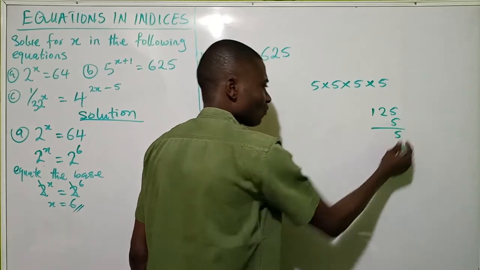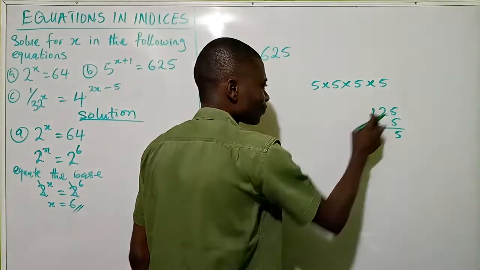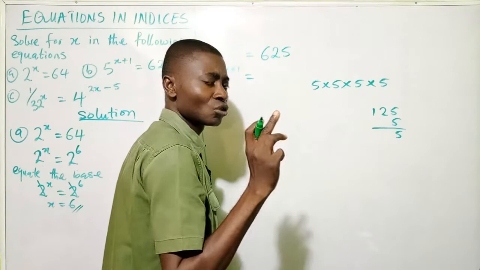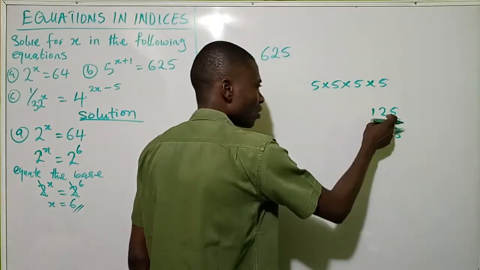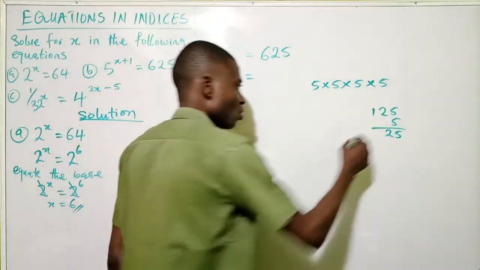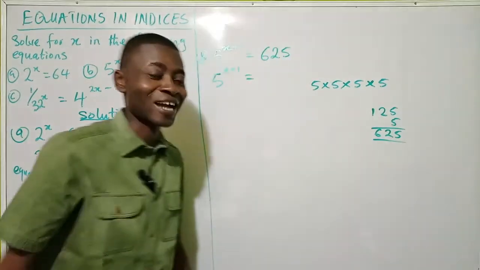25. You write down 5, carry 2. 5 times 2 is 10, plus the 2 is 12. You write down 2, carry 1. 5 times 1 is 5, plus the 1 is 6. Wow, 625. So that is it.